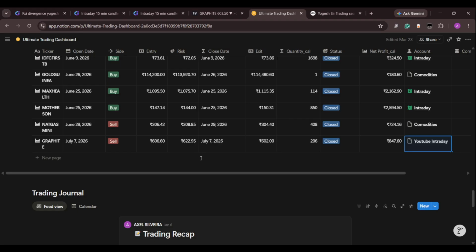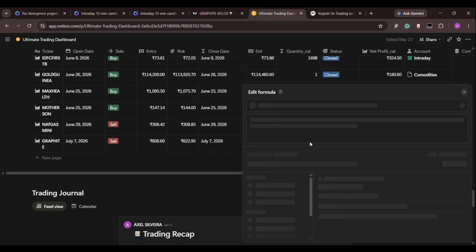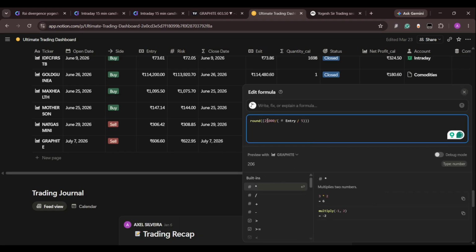Okay. So before you understand how I calculated my profit, here quantity 206. How was 206 calculated? It was taken as 25,000 invested in the stock, multiplied by my leverage, divided by my entry, divided by 5.